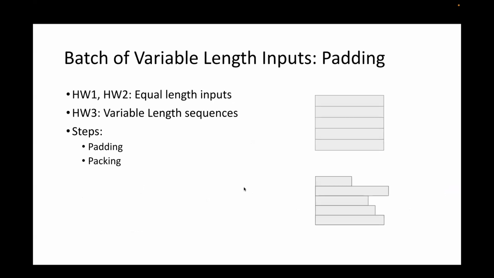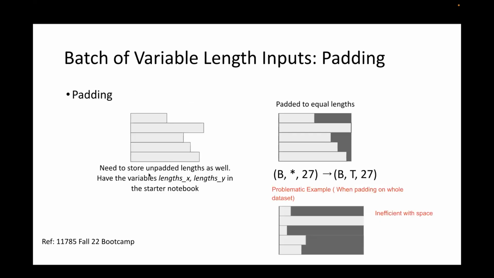Moving forward, in homework 1 and homework 2, you had equal length inputs, but in homework 3, the input sequences are of variable length. So basically, your input sequences will be of a variable length, wherein the timestamps of the sequences will be different. When we say variable, it's just the time dimension, and all other features will still be of 28 feature length. So how do we go about handling this? There are two ways, padding and packing.